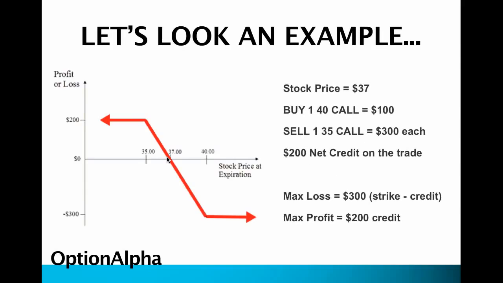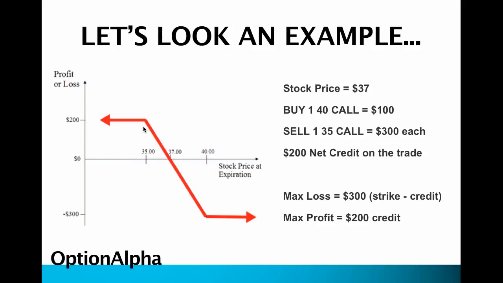Let's look at an example. So again, let's take a stock price that's right at $37 right now. So we would buy one call option. Again, this is out of the money, so it's going to be cheap at $100. And we're going to sell one 35 call that's in the money or at the money, depending on how the pricing is, for $300 a piece. Now that sale of $300 and the purchase of $100 still give us a net credit on the trade of $200, which we immediately get into our account. That's sent right to your broker's account, and that's a credit in your account, real money.